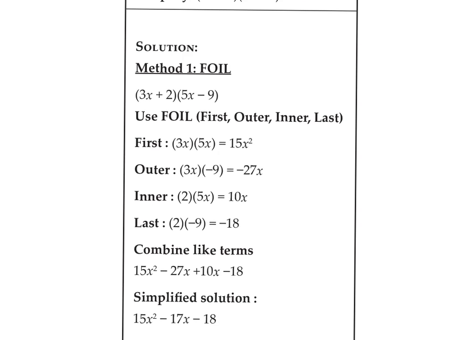Where are the like terms? Right here in the middle usually. So we end up with a negative 17x from combining those like terms. So our product will be 15x squared minus the 17x from combining the terms in the middle, and negative 18 from the last terms there.